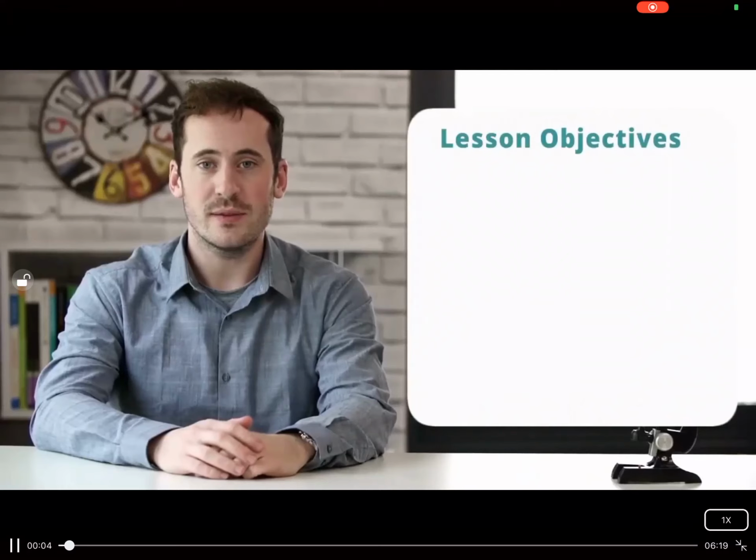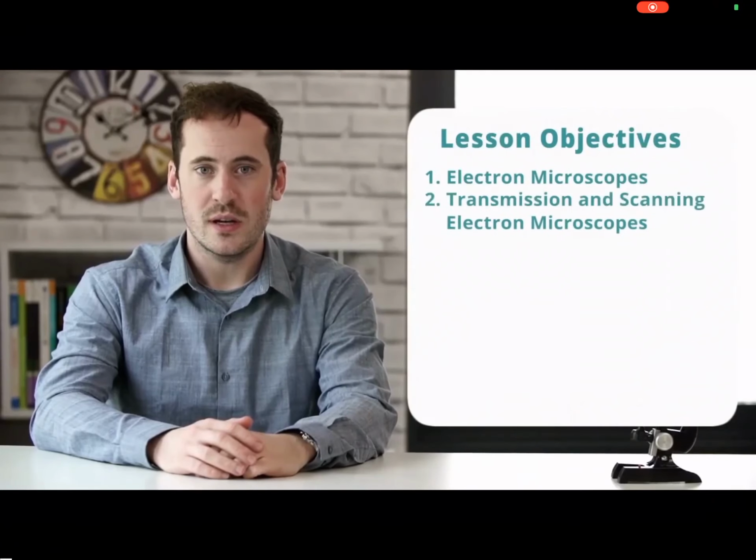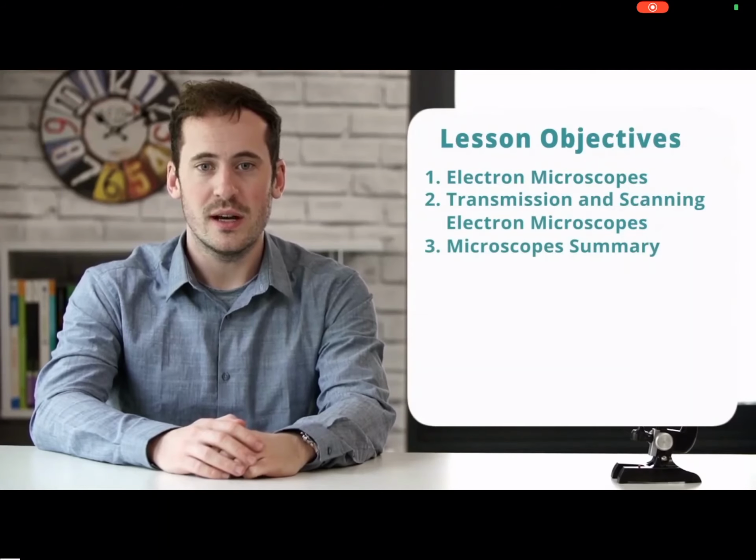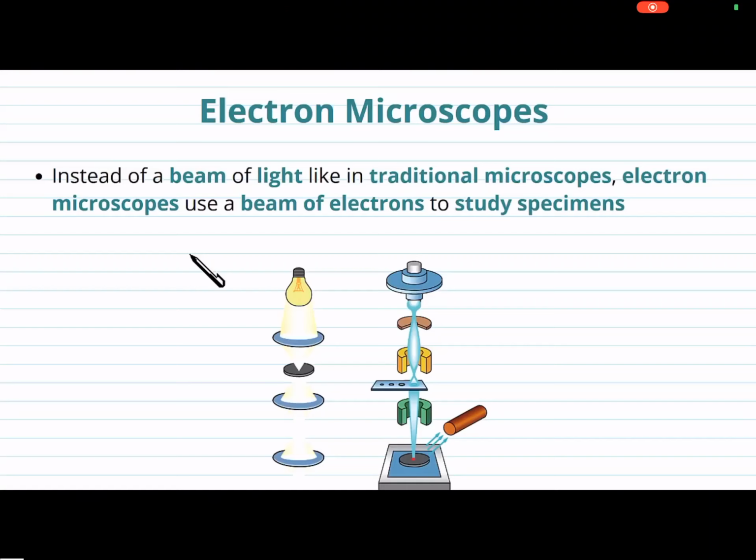Hi guys, in this video we'll be looking at electron microscopes, transmission and scanning electron microscopes, a microscope summary, and then we'll finish with a summary. So electron microscopes work slightly differently to the way that light microscopes work. Instead of using a beam of light, as in light microscopy, they use a beam of electrons to study the specimens instead. And this gives them slightly better properties.